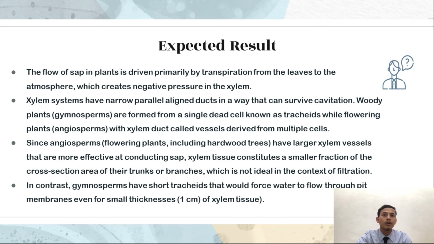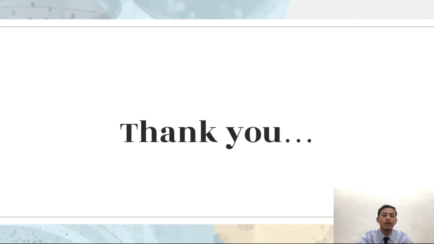Since angiosperms have larger xylem vessels that are more effective at conducting sap, xylem tissue constitutes a smaller fraction of the cross-section area of their trunk or branch, which is not ideal in the context of filtration. In contrast, gymnosperms have short tracheids that force water to flow through their membrane, even for a small thickness of xylem tissue. That's all from me.